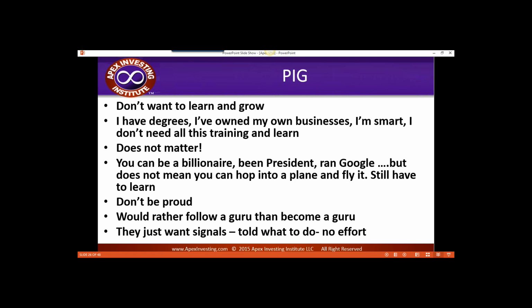All right? Pigs are also kind of those people that just love signals. Just send me a signal and I'll just trade it. I want to follow a guru. I just do what they tell me to do. I have no interest in learning on my own. I want to follow a guru instead of become a guru. I want to quit my job, put my financial future, my family's future in the hands of trading, but I don't want to learn how to do it. I just want someone to tell me how to do it.